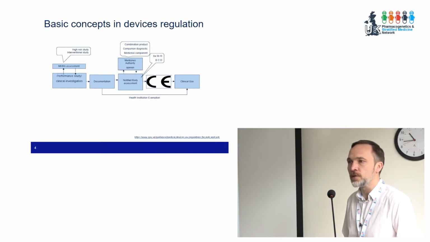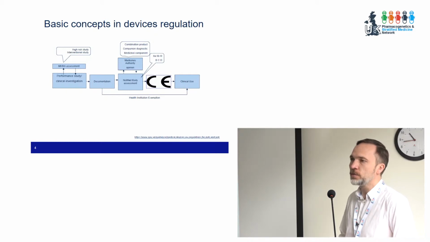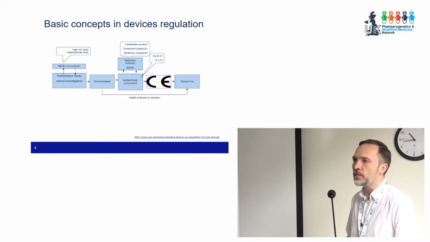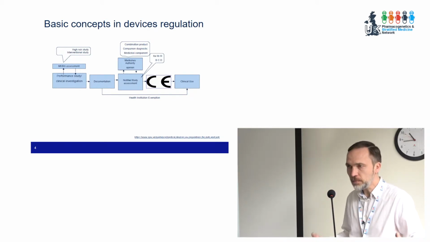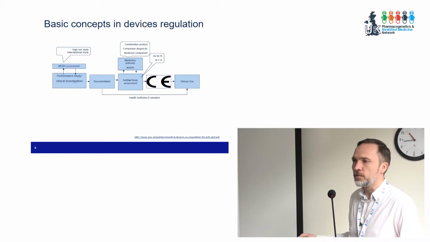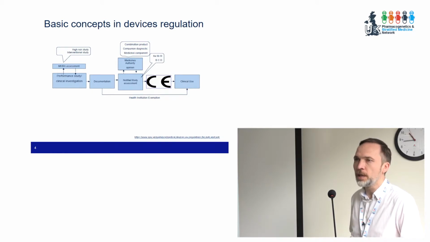You need to have a quality management system in place. You need to have a justification for using it. And you need to make some of your information publicly available and have that documentation in place as well. And it's not just, I've drawn this as a linear process. It's not really a linear process anymore.